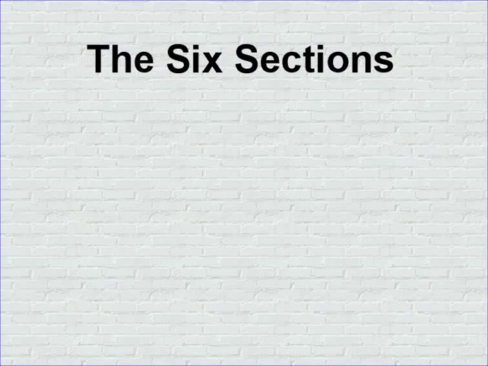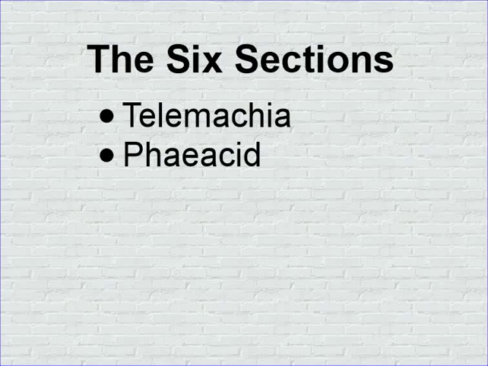Now the 6 sections, and a little bit about each of them. The first section is known as the Telemachia. This is the story of Telemachus, Odysseus' son. The next section is called the Phaeaciid, and this is how Odysseus comes to the land of Phaeacia and speaks to the Phaeacians. The next section is the Apologoi, which is also known as Odysseus' apology.